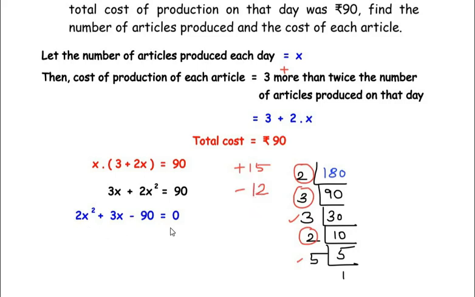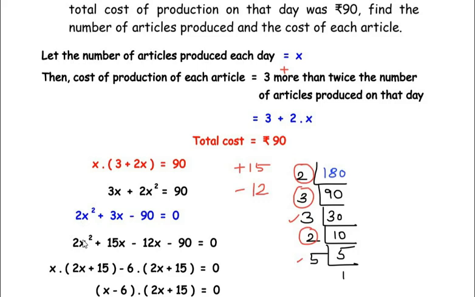So let us write this equation in terms of its factors now. So here we have written 2x square. Now positive 3x is being split up into two factors, that is positive 15x minus 12x minus 90 equal to 0. Now we are going to group the terms. We are going to group the first two terms and the last two terms. And from the first group we can see that only x is a common factor. So we have taken it out. And inside the bracket remains 2x plus 15.